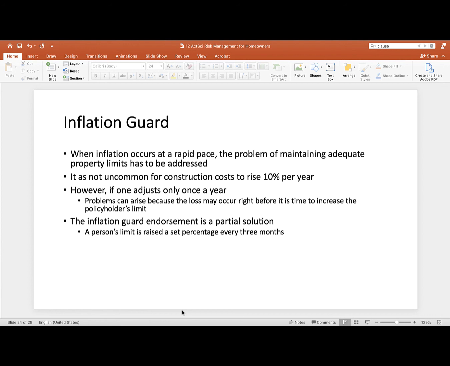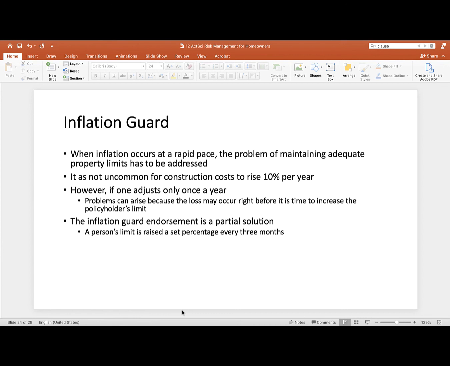With inflation guard, what they typically do is revalue your property every 3 months. So if you insure your property and at the end of the year there is a loss, your property would have been indexed, or its value on your insurance contract would have actually increased to cover you for the cost of inflation. This only happens every 3 months, so it's not a perfect way of covering your home.